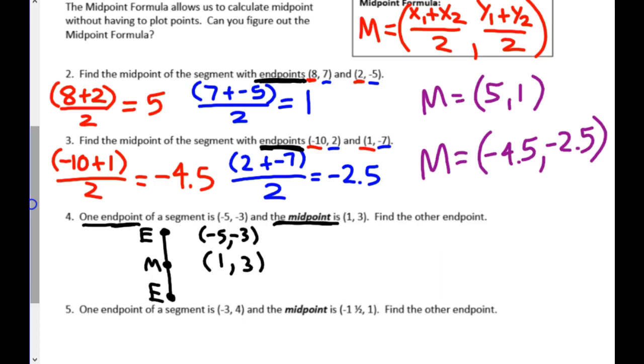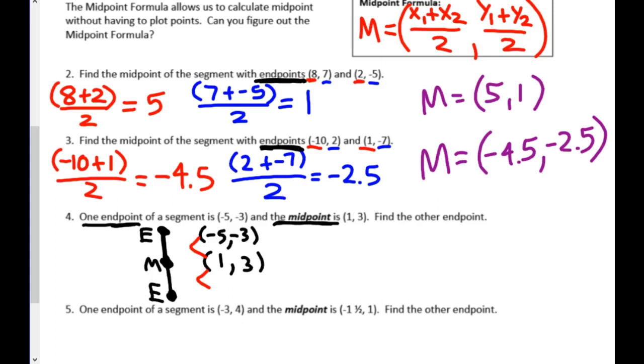Okay. Now let's think about this. We know the midpoint is smack in the middle of a segment, right? So if I can figure out the difference between this endpoint and this midpoint, I know the difference from this midpoint to this endpoint is going to be the exact same. So what we're going to do is what we call like bird beaks. We're going to figure out these differences, and then we're going to do the same difference right here.